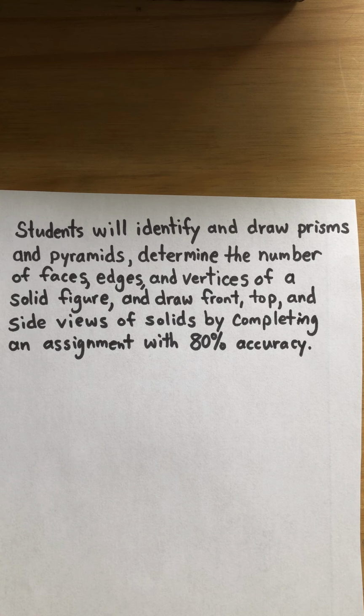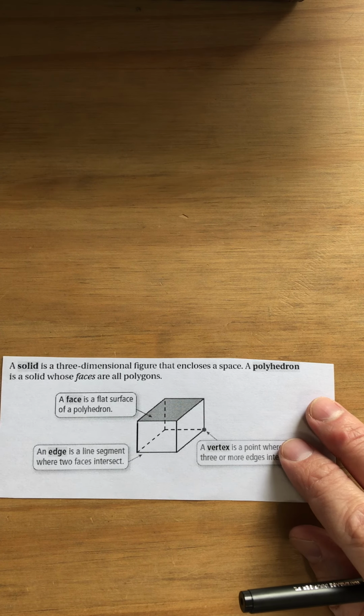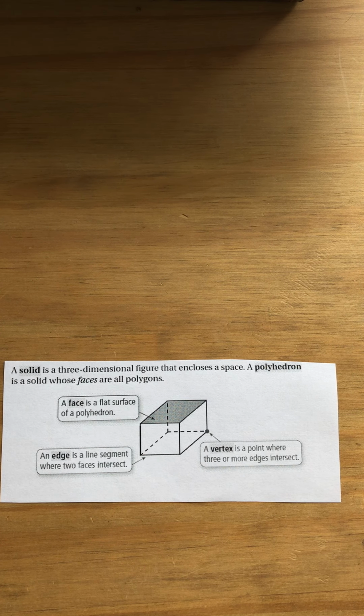There's a lot of key vocabulary in this objective. Prisms, pyramids, faces, edges, and vertices. These are all going to be focuses of this activity. So we're going to start off by just talking about what a solid is. A solid is a three-dimensional figure that encloses a space.